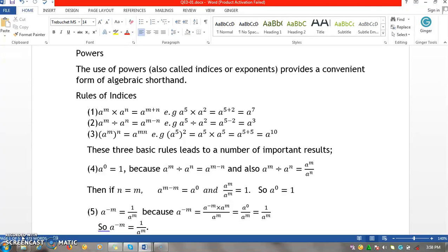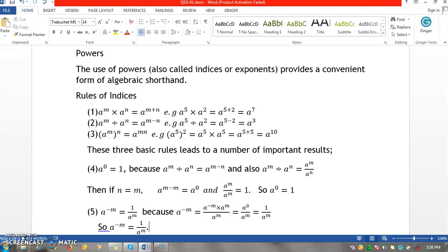So it's quite simple. Look at the second one, a raised to power m divided by a raised to power n. This simply means a raised to power m minus n. Because this has division in between the two variables, the powers are going to subtract from each other. An example is given: a raised to power 5 divided by a raised to power 2. That simply means a raised to power 5 minus 2, which is a raised to power 3.